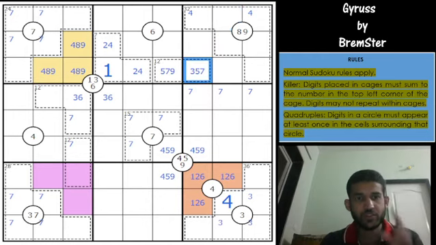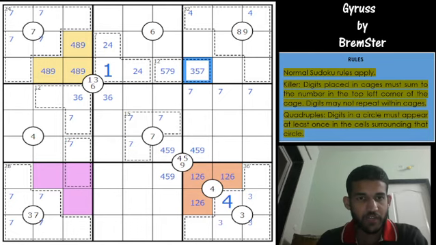Oh, this is nice. You can eliminate 7 from here. It's kind of narrow to see. If you have a 7 here, a 5 is automatically forced here, right? To satisfy the 12 cage.